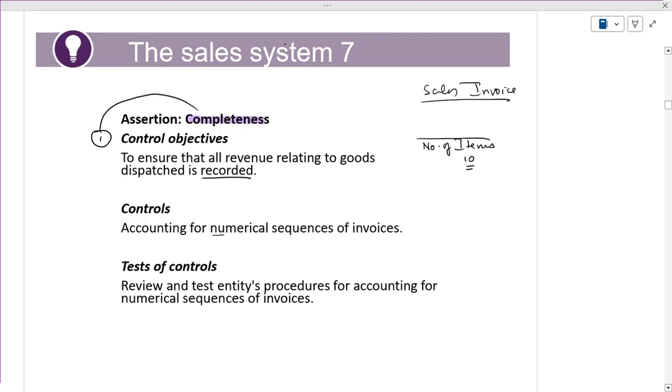Accounting for the numerical sequence of invoices. We are not only talking about an individual invoice, we are talking about all the invoices.